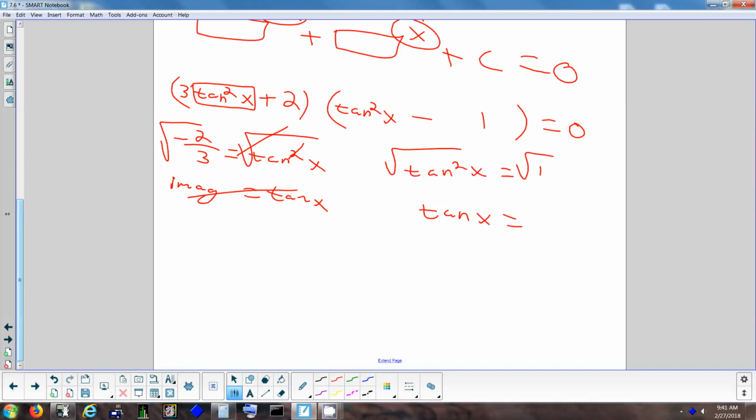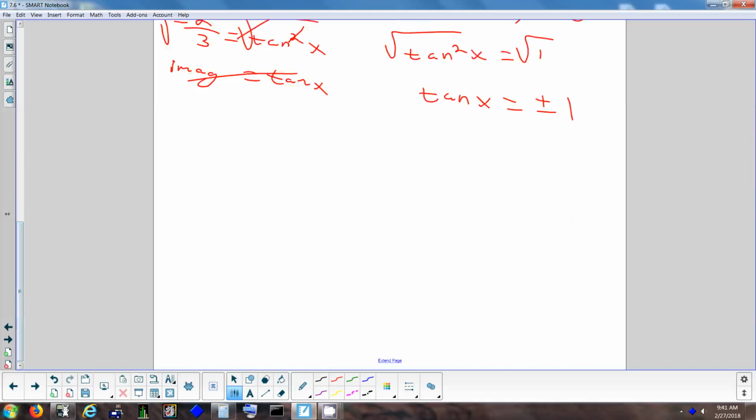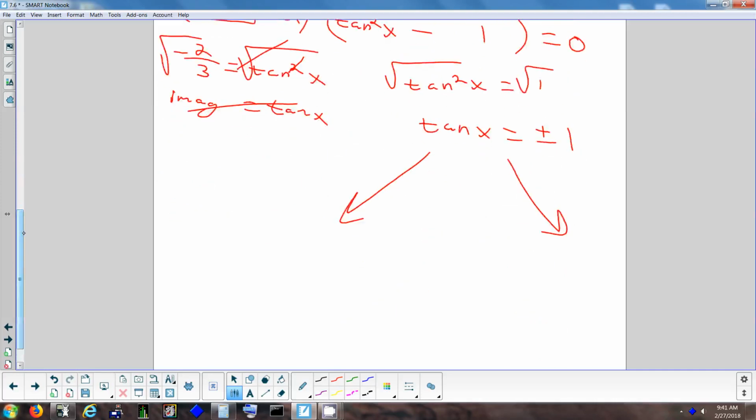And tangent x would equal, what's the square root of 1? Or negative 1. There's 2 answers. So tangent x equals positive or negative 1. If you want to split that into 2 problems, so now it's kind of splitting into 2 problems again. It did when we factored, now it's splitting again. So tan x equals 1, tan x equals negative 1. And now we're going to do inverse tangent on both sides. So inverse tangent of 1 and inverse tangent of negative 1.